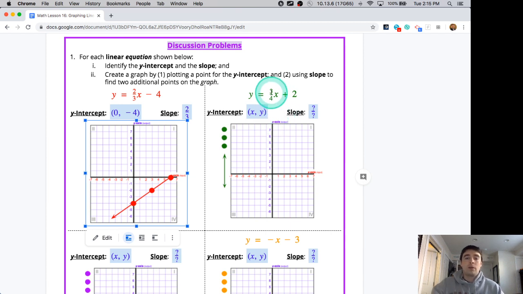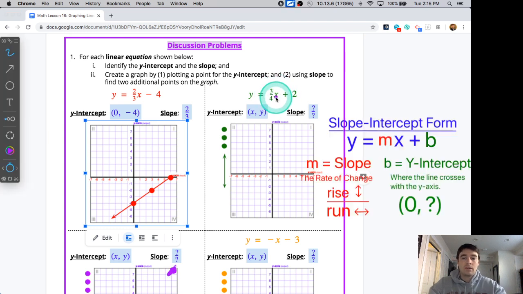For our next graph, we have y equals 3/4 x plus 2. So marking that up a little bit, our y-intercept is going to be the plus b, the number that's all by itself, or in this case, that plus 2 really represents our y-intercept. The slope is going to be the m, whatever x's coefficient is. So in this case, our slope is going to be what I'm circling in red here, that 3/4. 3/4 here represents what's ultimately going to be the slope for this equation.